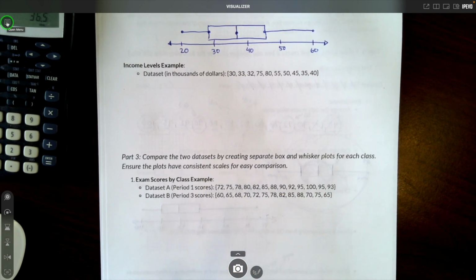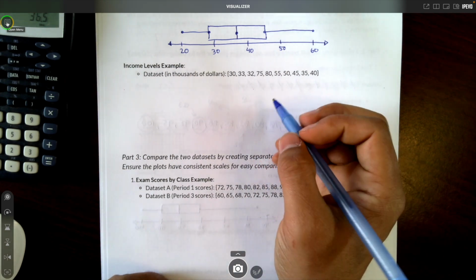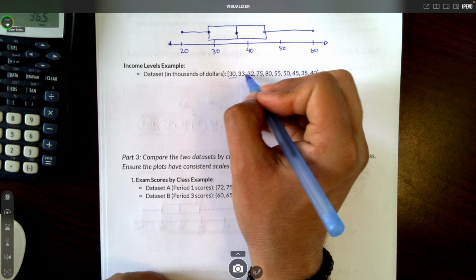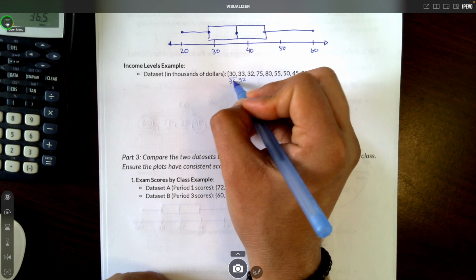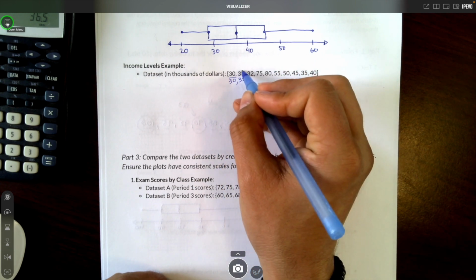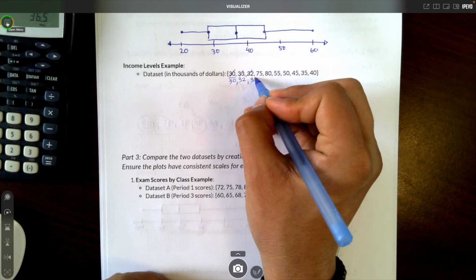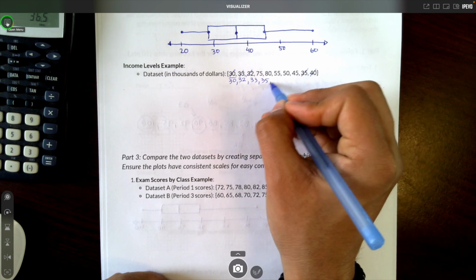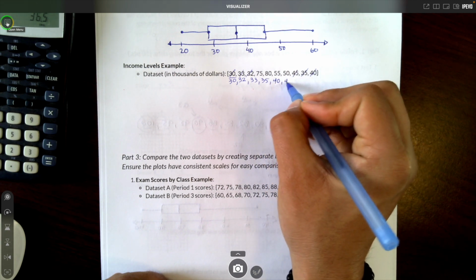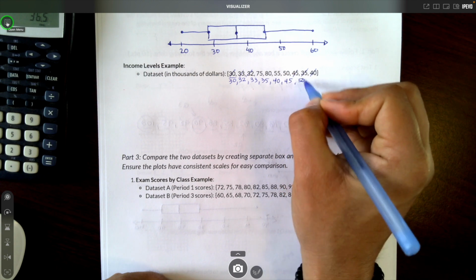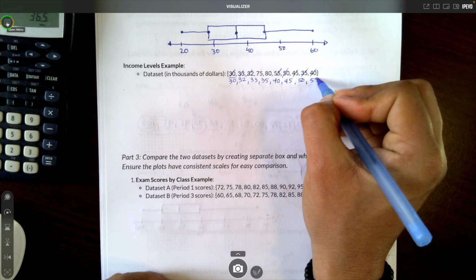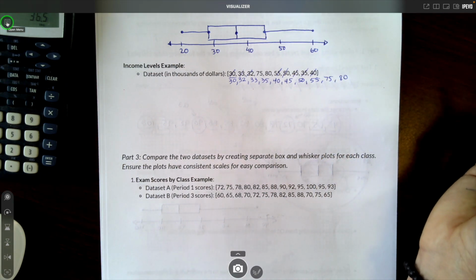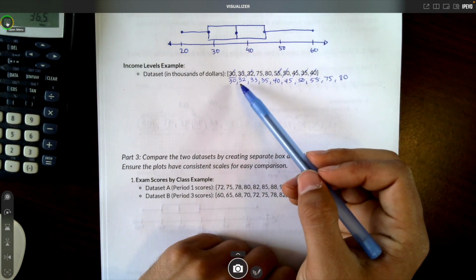Now, levels of income. Now, these I do have to put in order. So I do have 30, then I got 32, then it's 33, then it's 35, then it's 40, then it's 45, and I see that it's 50, 55, 75, and 80.